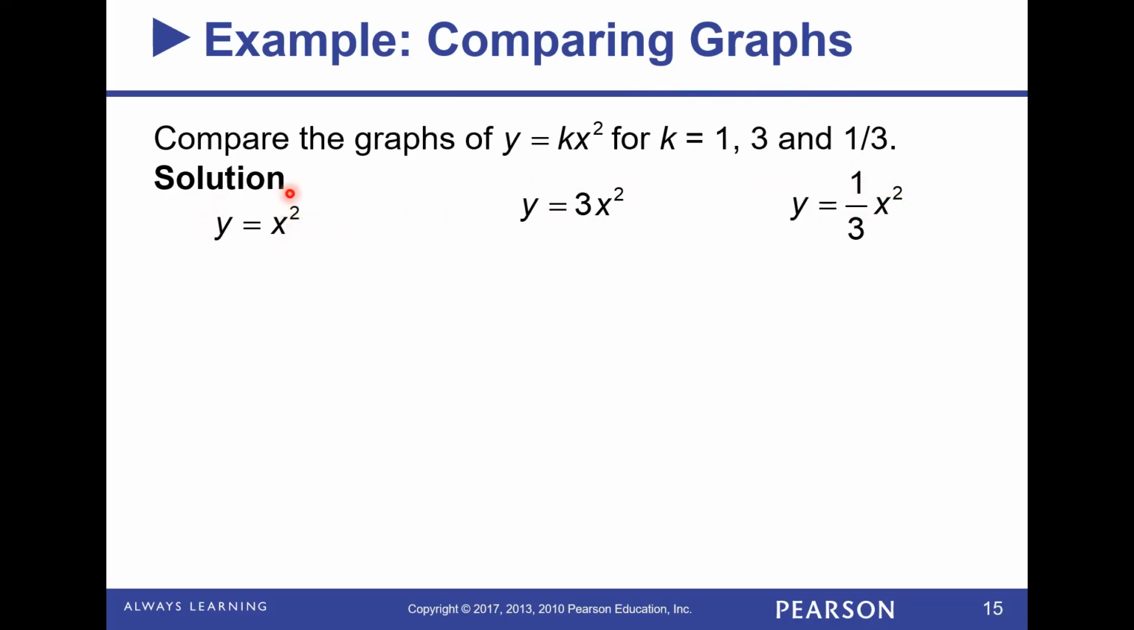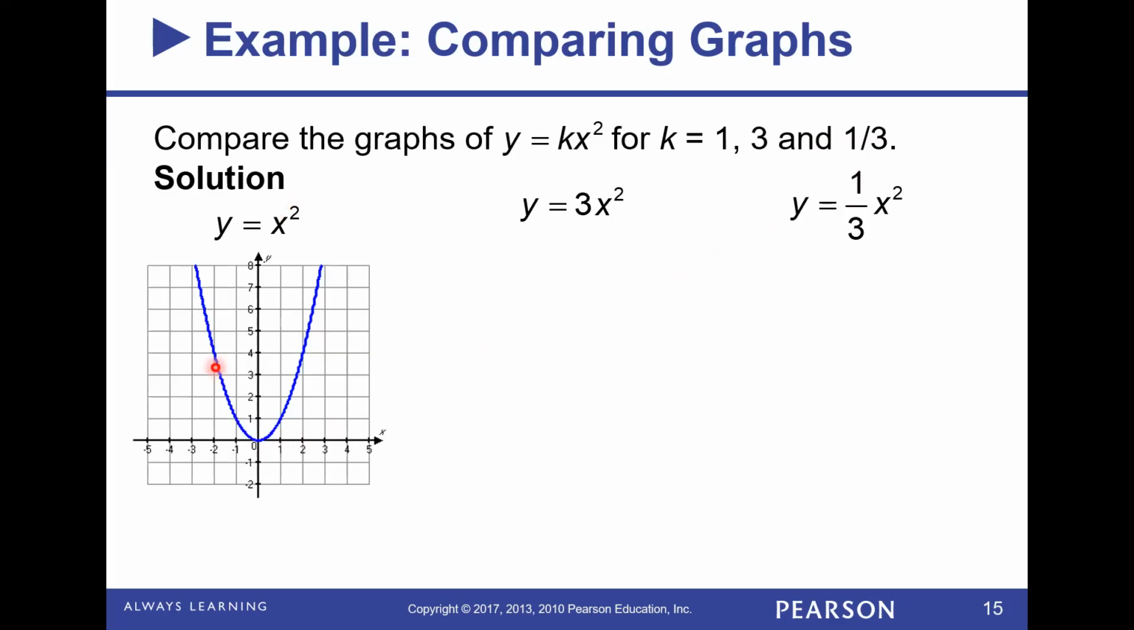Previously, we've looked at this y equals x squared, and I keep saying that that's my base or my parent function. So this is the one that we're going to look at and compare how it changes to the other two. Again, y equals x squared is just a very basic quadratic equation, which means it's going to be a parabola. And again, that vertex there is 0, 0.